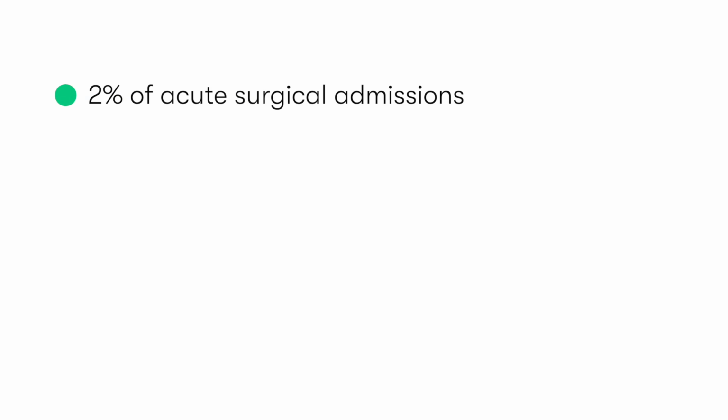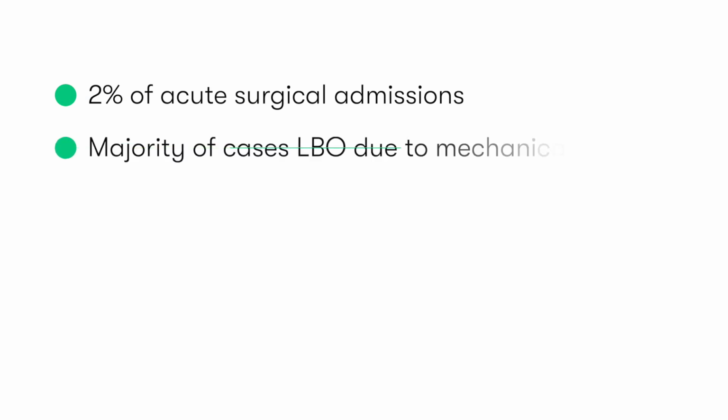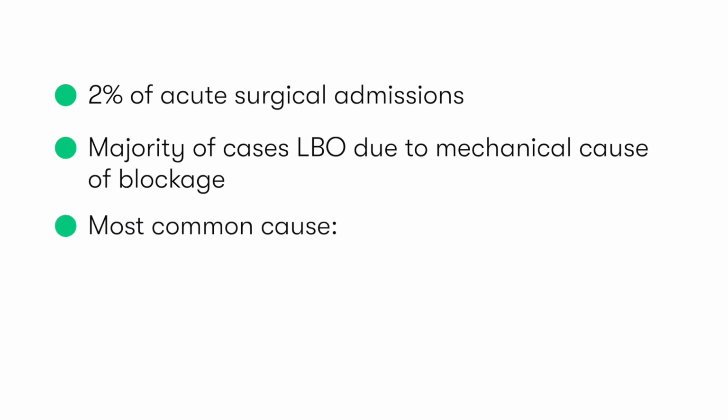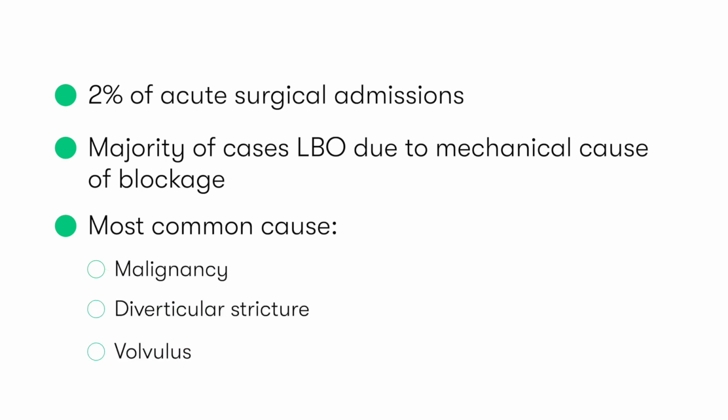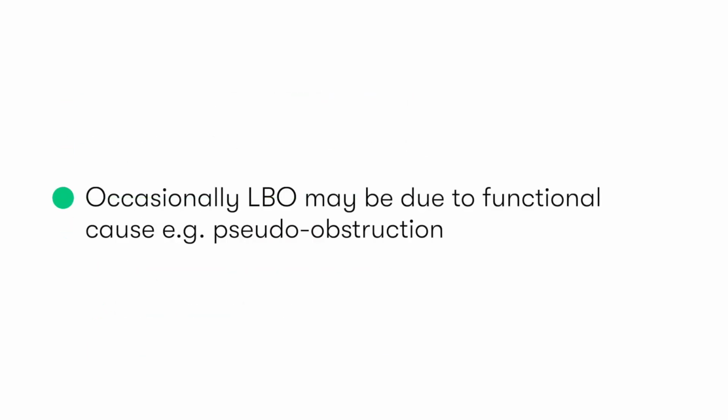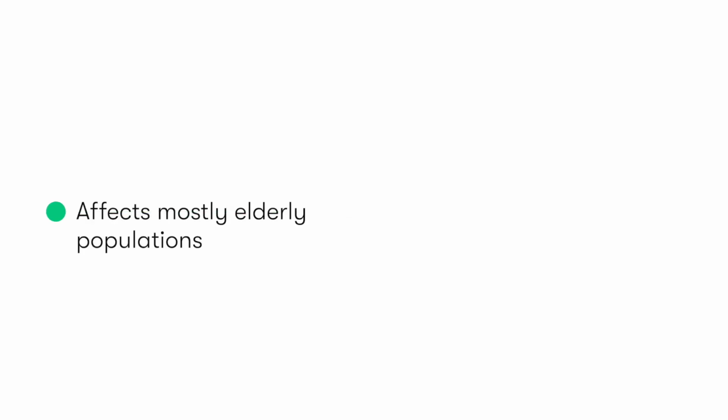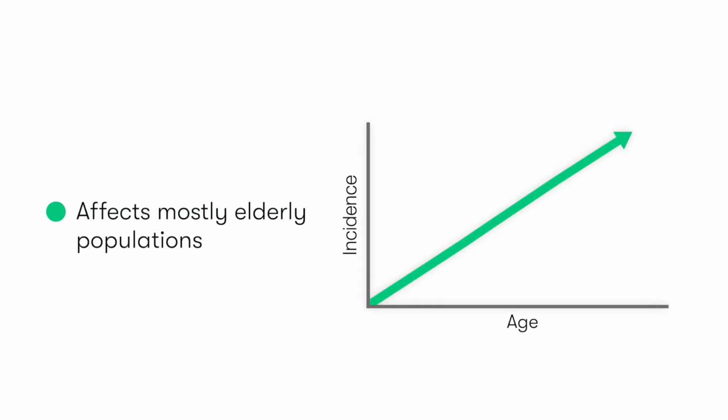Large bowel obstruction accounts for approximately 2% of emergency surgical admissions. In the majority of cases, the large bowel obstruction is due to a mechanical cause of the blockage, with the most common causes being malignancy, diverticular stricture, and volvulus. However, in some instances, the obstruction may be due to functional causes, for example, a pseudo-obstruction. In keeping with the more frequent causes we've mentioned, large bowel obstruction most commonly affects the aging population.